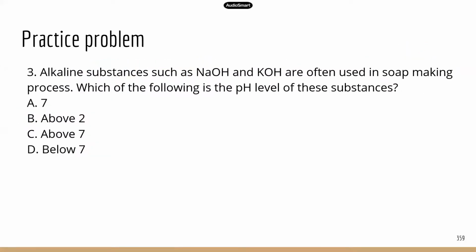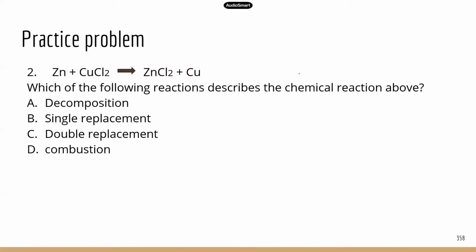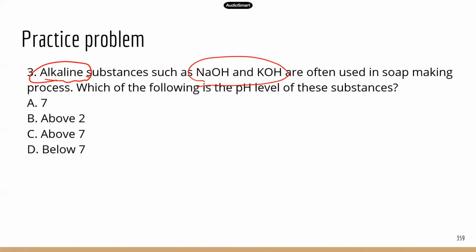Number 3, alkaline substances such as sodium chloride and potassium chloride are often used in soap making process. Which of the following is the pH level of these substances? Alkaline basically means basic, right? So these substances are basic, meaning they donate hydroxide ions, right? And then they have a pH higher than 7. So the correct answer is above 7.